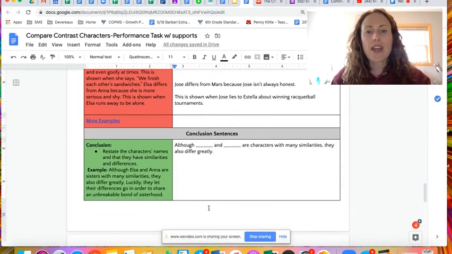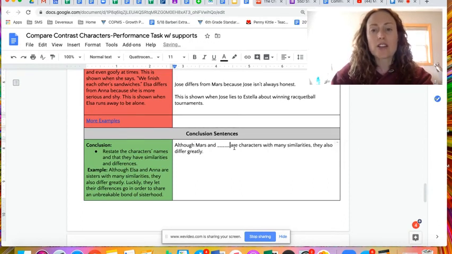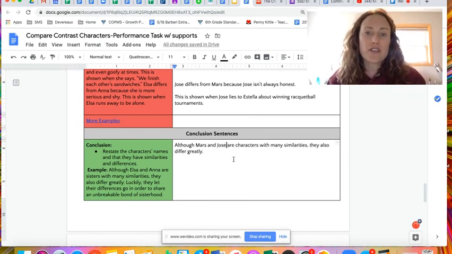Last step is a concluding sentence. So I'm just going to restate the characters' names, basically, and remind people that they have similarities and differences. Kind of a boring sentence. So I'm just going to delete this line again. Although Mars and Jose are characters with many similarities, they also differ greatly.